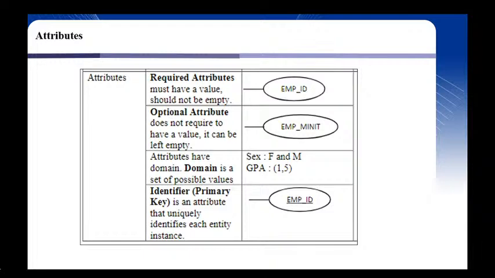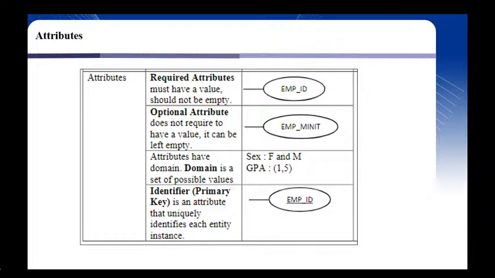So for example, if we have the sex, we have female and the male. So with that, we expect that the value for the sex would be male and female. And we have the GPA that would range from 1 up to 5. So if you have a name of the person, you can expect that it is having a number or character strings.